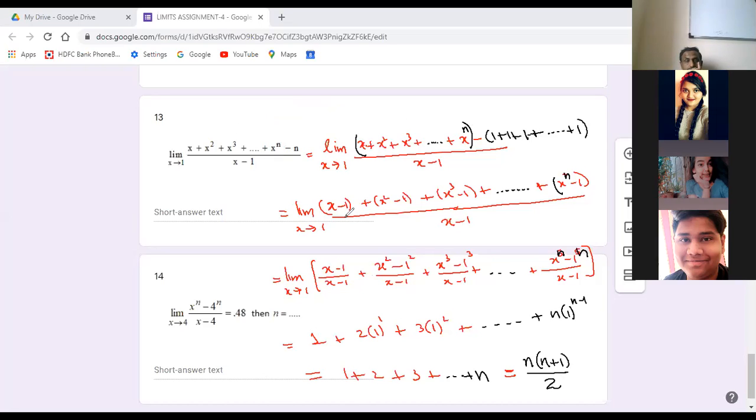Are you writing? Yes, sir, writing. Dot dot means many terms are there in between.